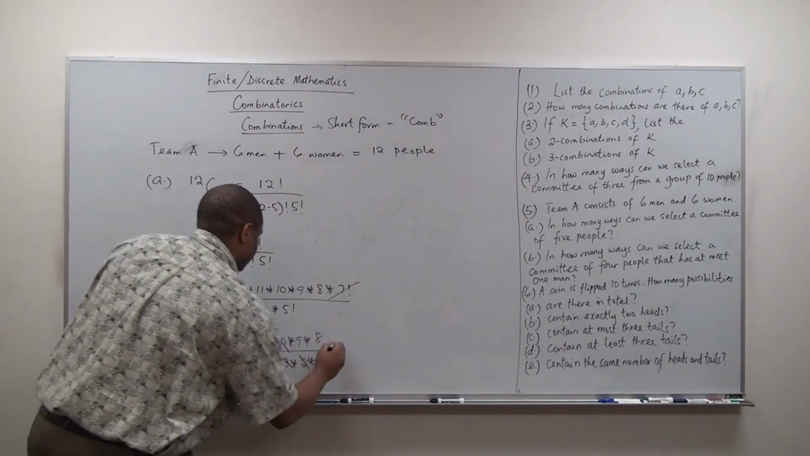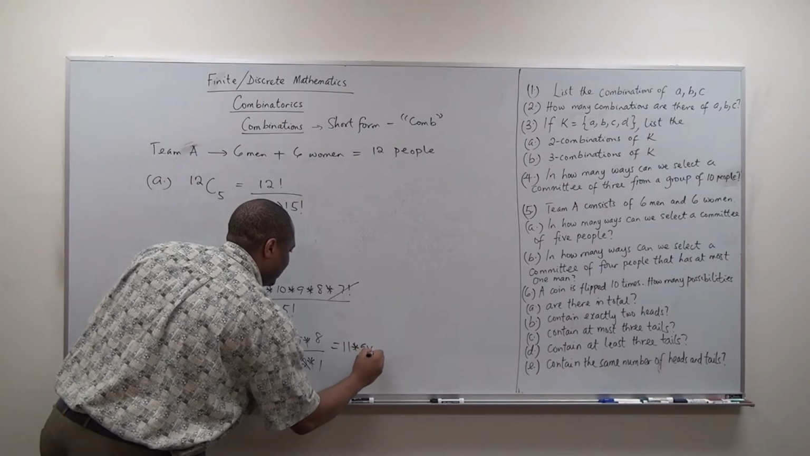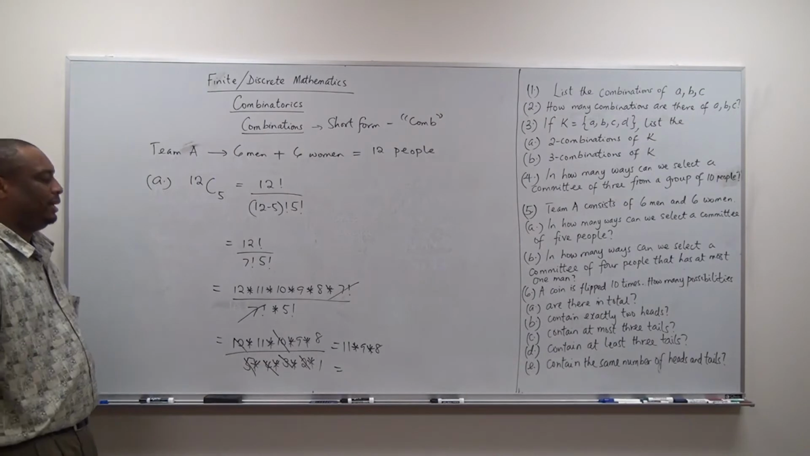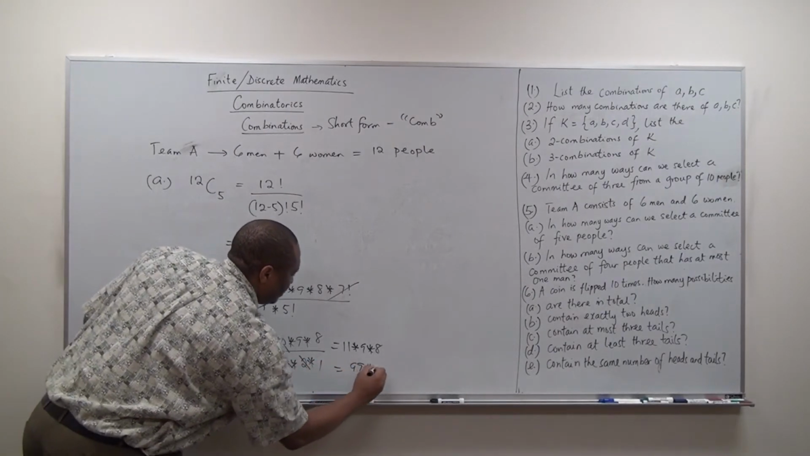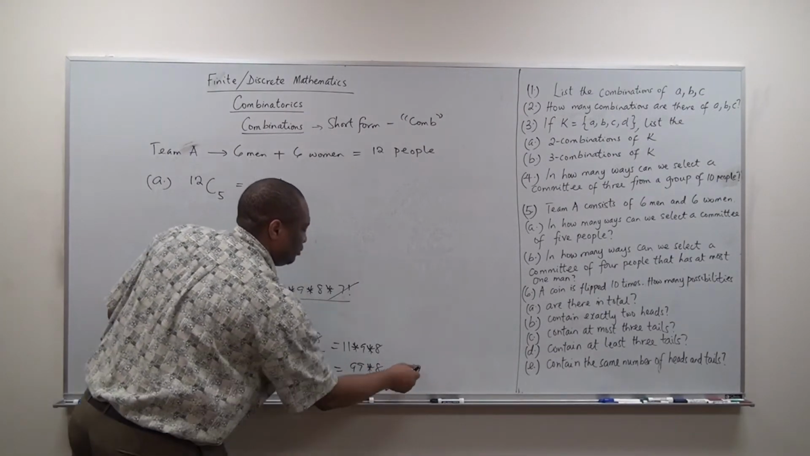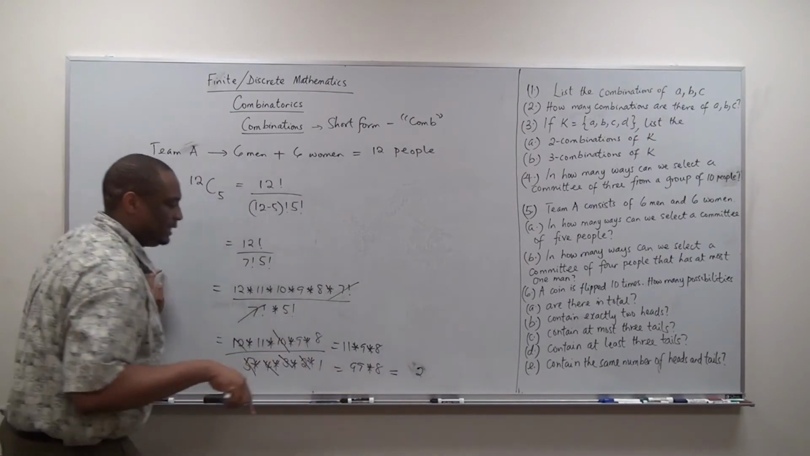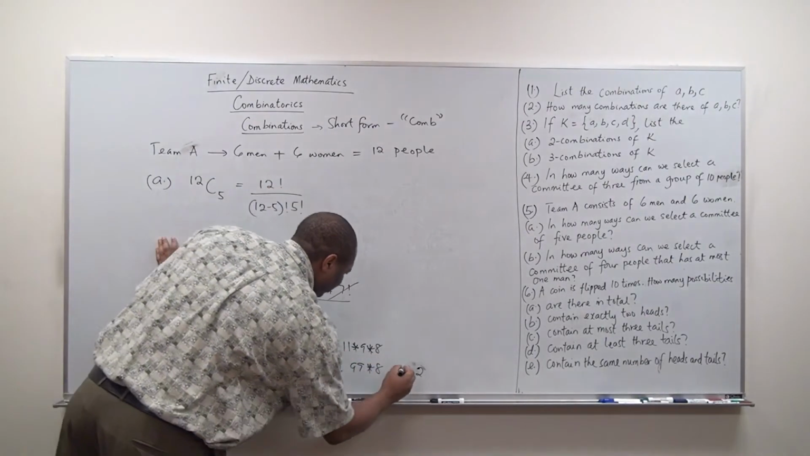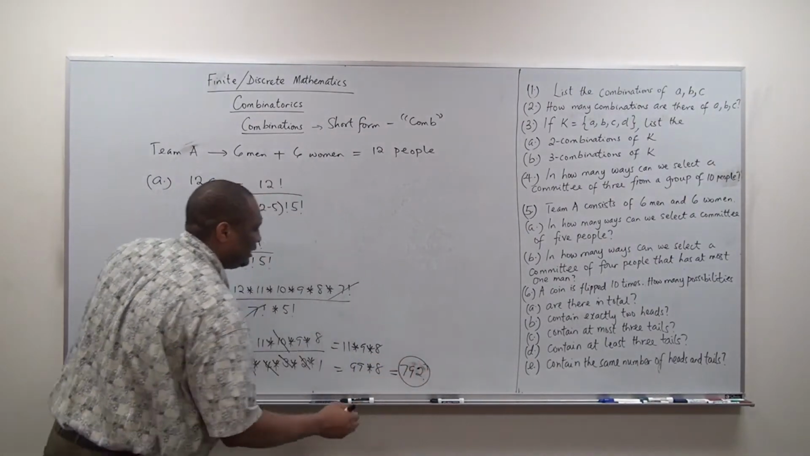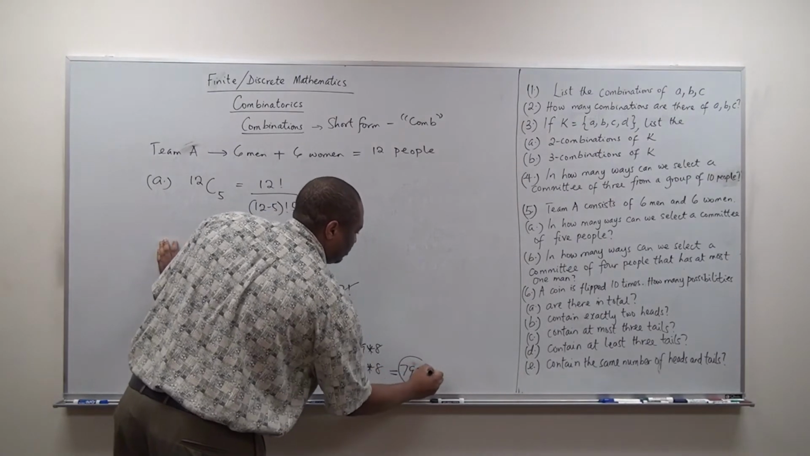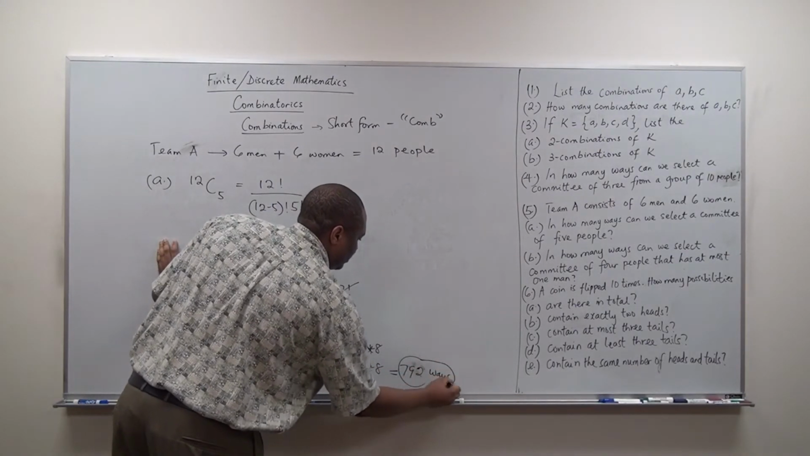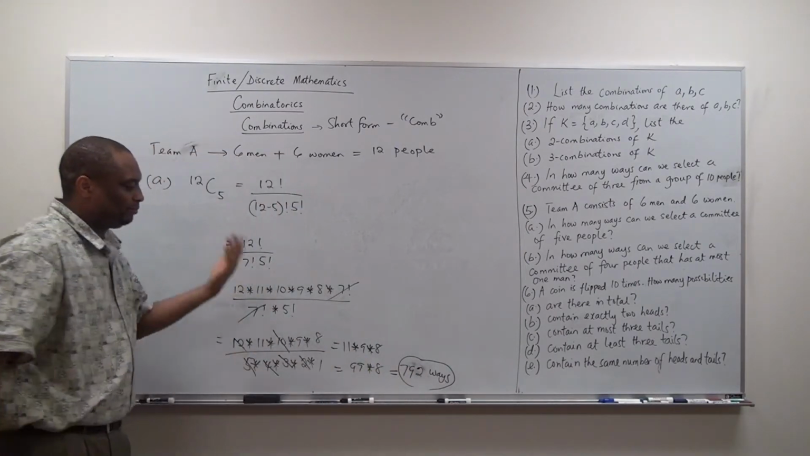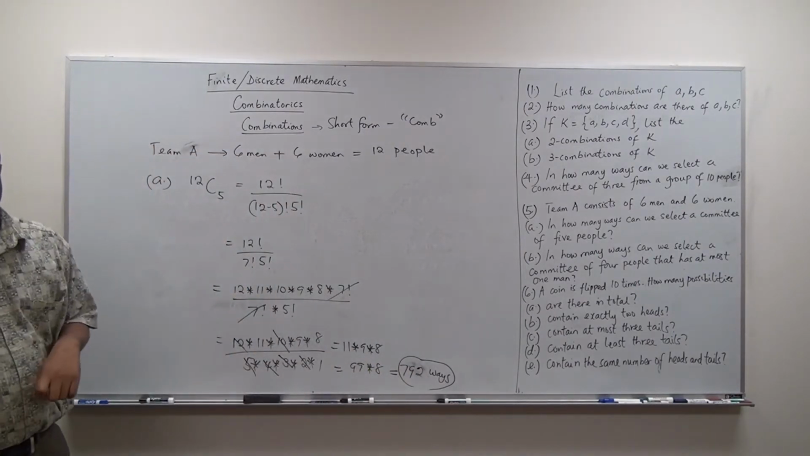So what do I have now? 11 times 9 times 8. Of course, 99 times 8 will be what? 8 times 9 is 72. 2 carry over 7. 8 times 9 is 72, plus 7, 79. 792 ways. Okay, that is for A.